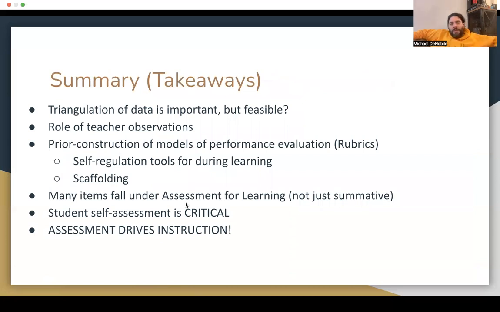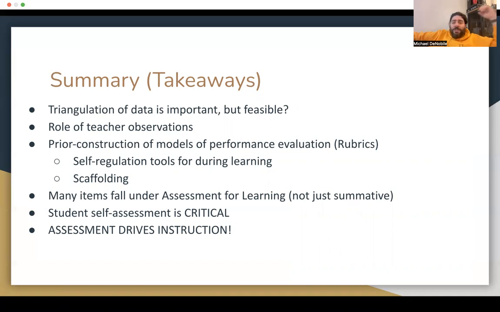of the standards. Some summary and takeaways, not only of this presentation, but the chapter as a whole that you read in the textbook. Triangulation of data is important, but is it always feasible? Not always feasible, but triangulation is important because we don't want only one piece of data in order to determine whether or not students have met mastery of the standards. We want to be taking it from multiple different types of assessment points. The role of the teacher in observations, I'm going to go more in depth with that in the next module.